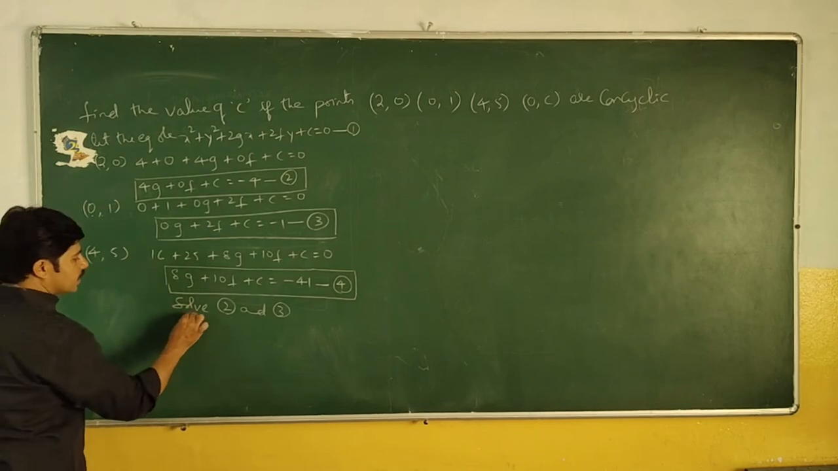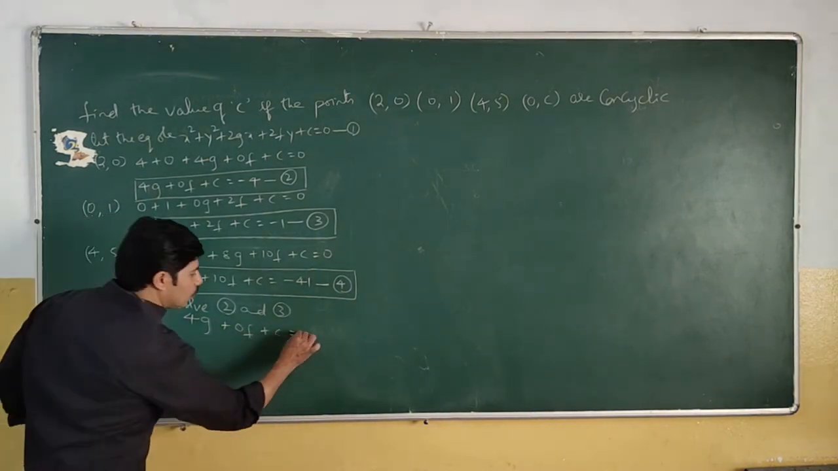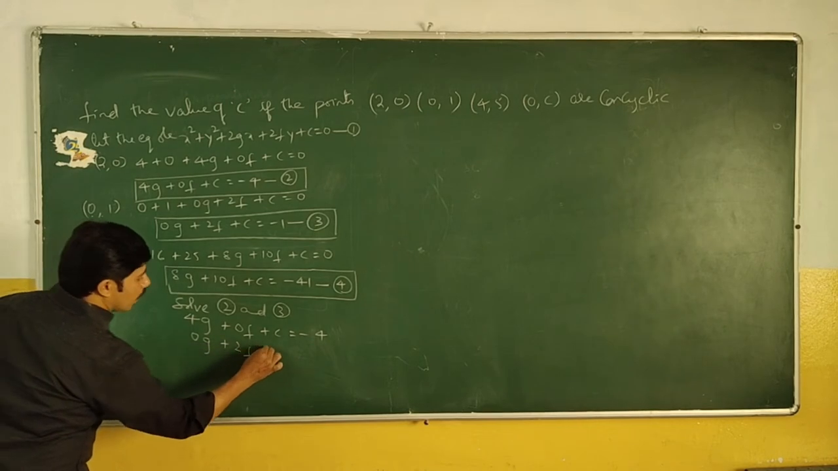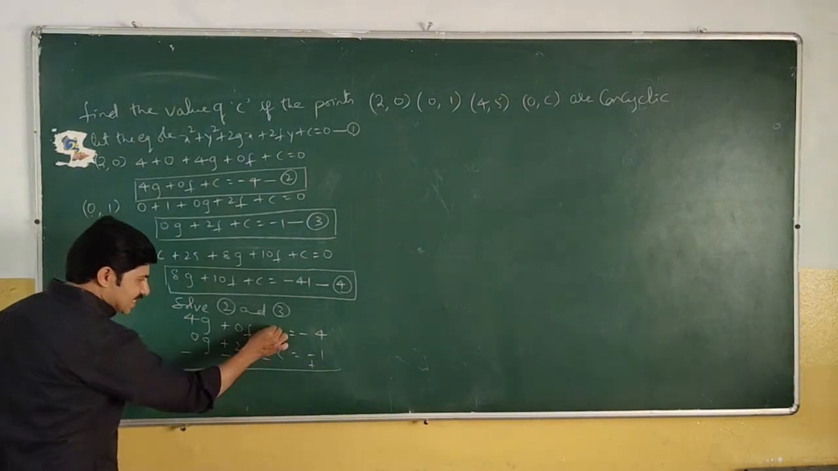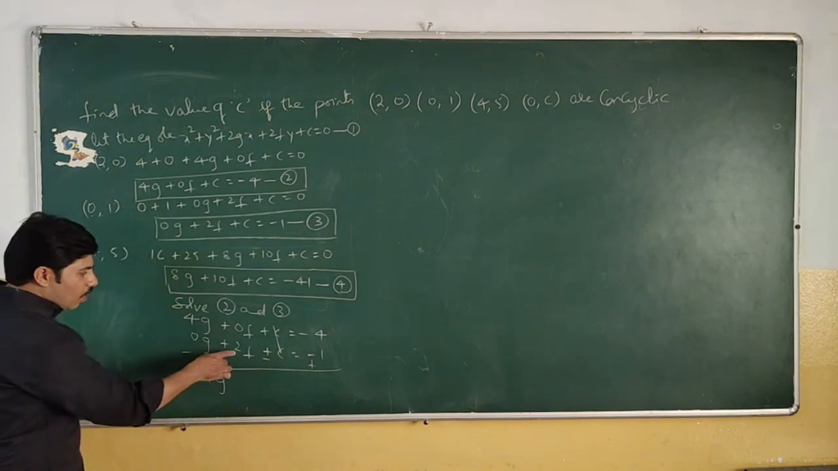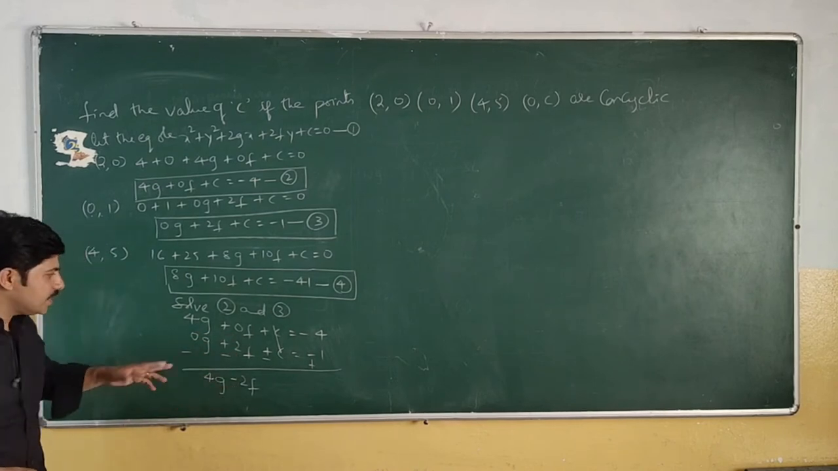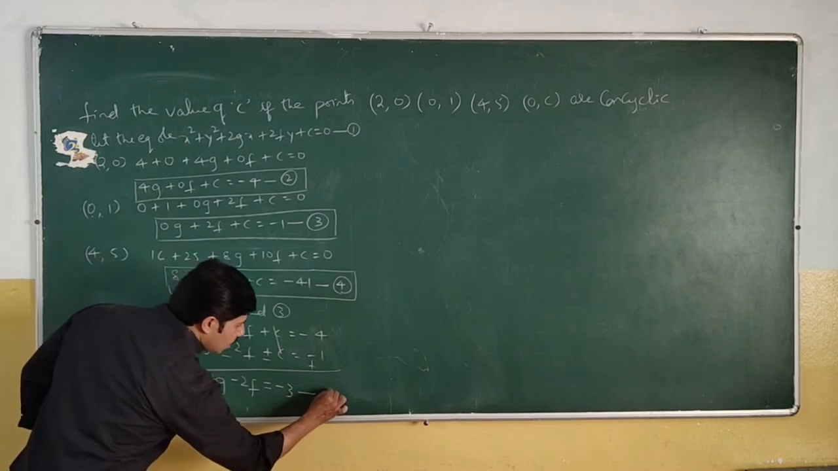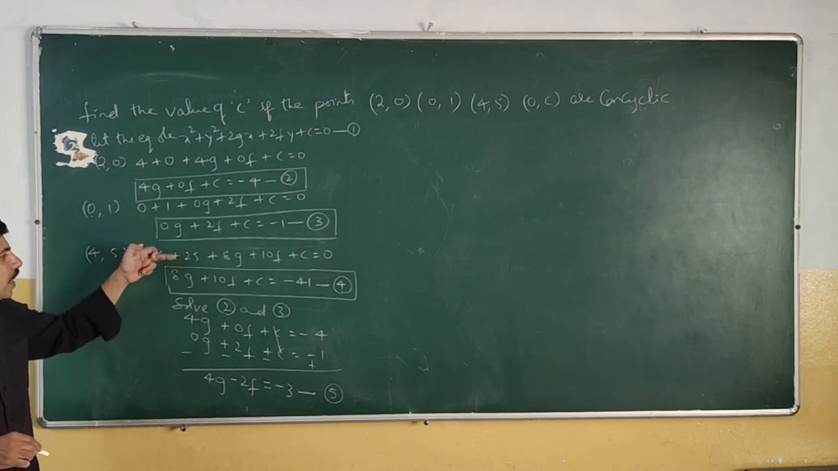What is equation 2? It is 4g plus 0f plus c is equal to minus 4. And what is equation 3? It is 0g plus 2f plus c is equal to minus 1. Now we subtract. So plus c minus c cancels. 4g minus 0 is 4g. 0 minus 2f is minus 2f. The c terms cancel. This is equal to minus 4 plus 1, which is minus 3. This is equation number 5.